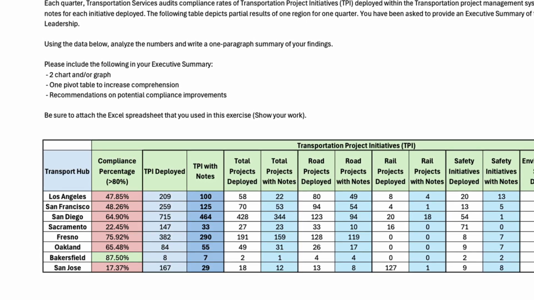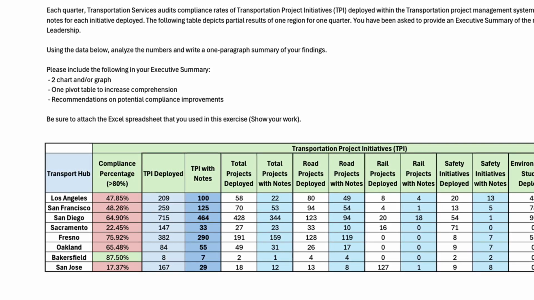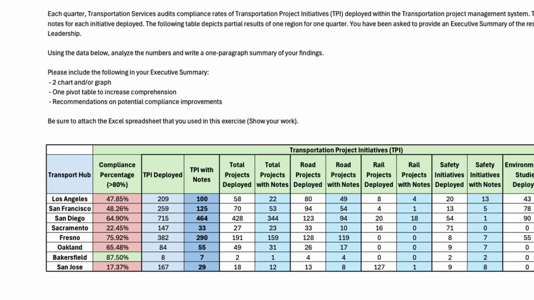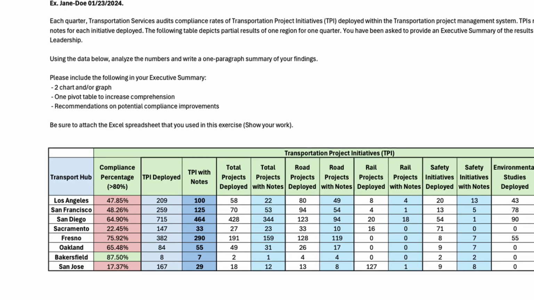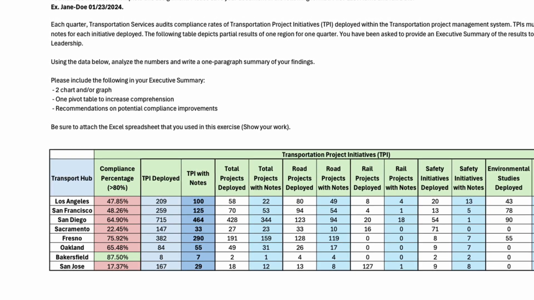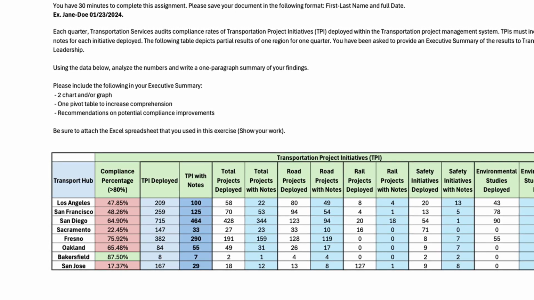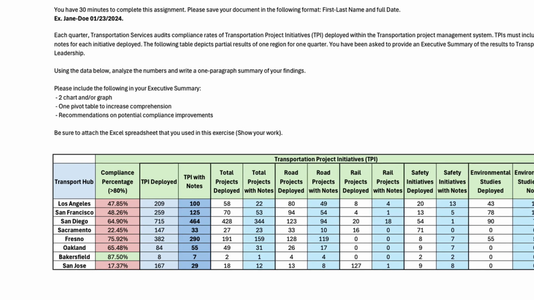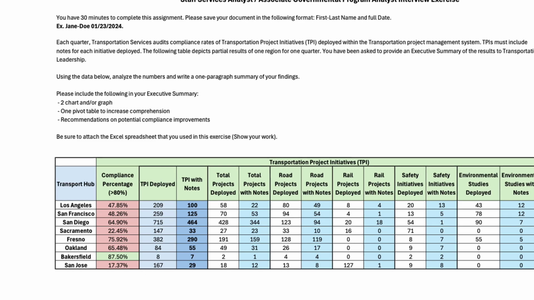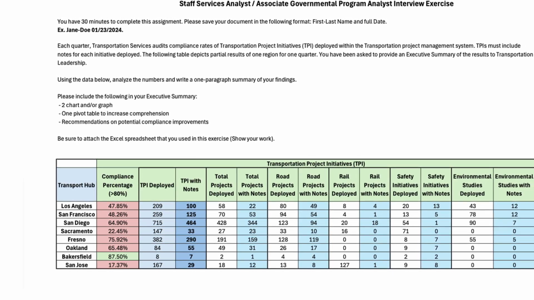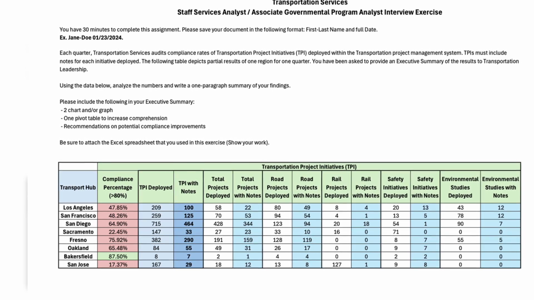TPI deployed versus compliance. The number of TPI deployments doesn't directly correlate with better compliance. For example, San Diego has a high deployment of 715 and achieves a compliance rate of 64.90%. Whereas San Jose, with 167 deployments, has a poor compliance rate. Bakersfield, with the least number of deployments, has the highest compliance rate. This suggests that managing a smaller number of TPIs effectively could improve compliance. These observations suggest a need for targeted strategies to enhance compliance, particularly in cities like Sacramento and San Jose.